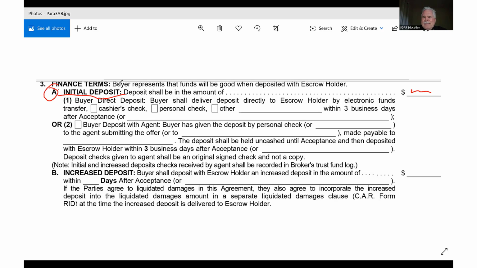Because there is no damage to the seller. So we'll get into that when we talk about liquidated damages. It is clearly a paragraph that is not what people think it says. So, okay, our initial deposit then, whatever that figure is going to be, we're going to figure that out.